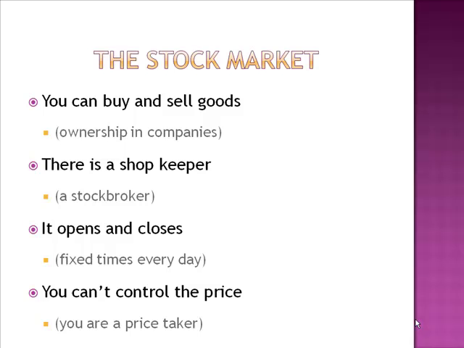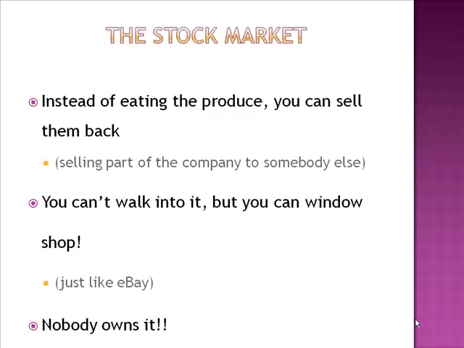Instead of eating the produce, I can sell it back. So if I buy my shares in Coca-Cola, unlike buying a can of Coca-Cola, I can actually sell back that holding to somebody else at some point in the future. Now bear in mind, that point in the future could be a second later, it could be a week, a month, a year, a decade later, but I can sell it back as long as Coca-Cola is trading in the market. I can't walk into the shop, but I can window shop.